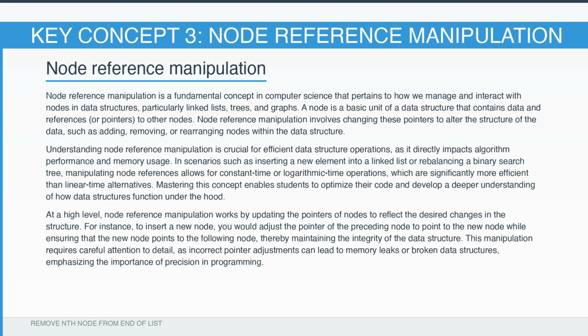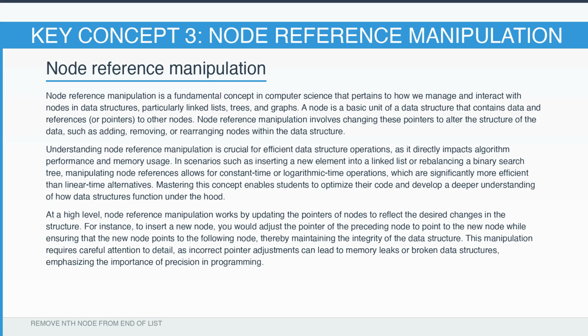Node reference manipulation is a key concept in computer science, particularly when working with structures like linked lists, trees, and graphs. Each node in these structures holds data and references, or pointers, to other nodes. By manipulating these pointers, we can change the structure of our data. This includes tasks like adding, removing, or rearranging nodes. Understanding how to manipulate node references is critical for efficient operations.